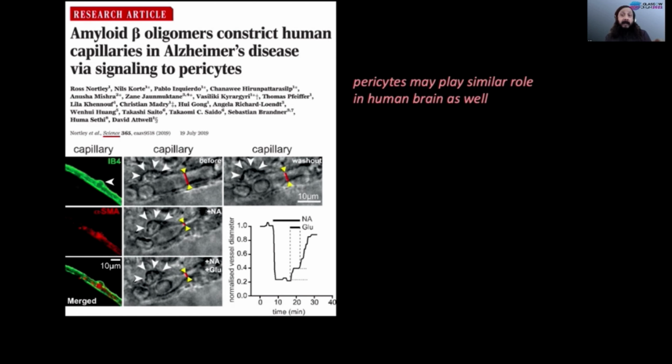It's based on microscopy data of excised tissue removed during brain surgery that pericytes play a similar role in human brain as well. And so this suggests that the biological spatial resolution of hemodynamics-based human fMRI may also be quite high.